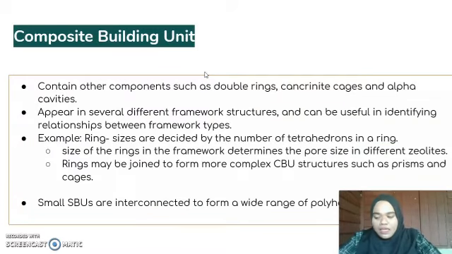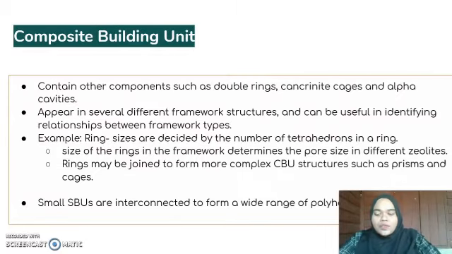So in addition to PBU and SBU, zeolite may contain other components such as double ring, cancrinite cage, and alpha cavities. These will appear in several different framework structures and can be useful in identifying relationships between framework types.